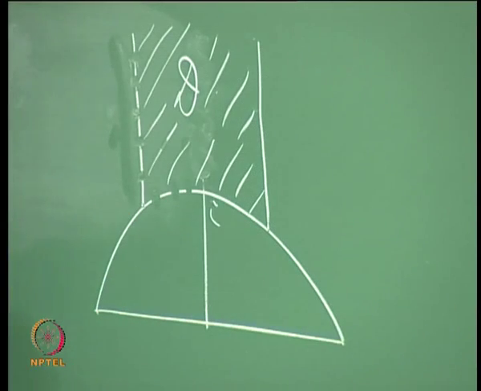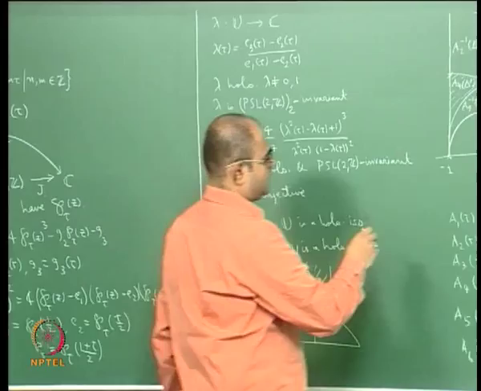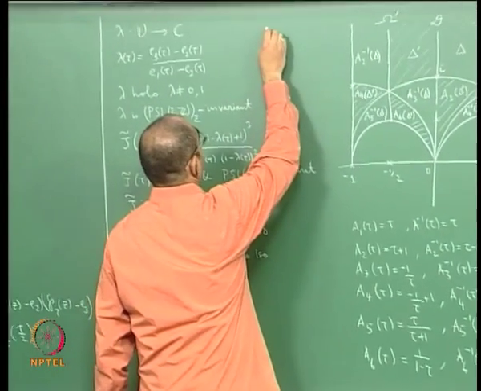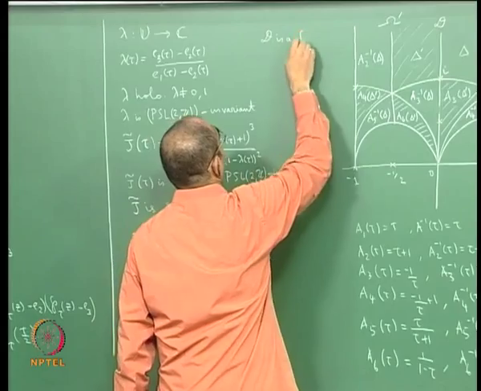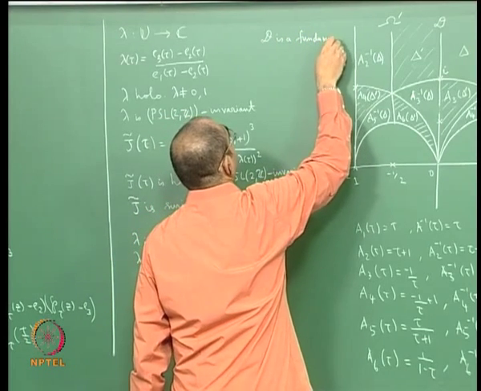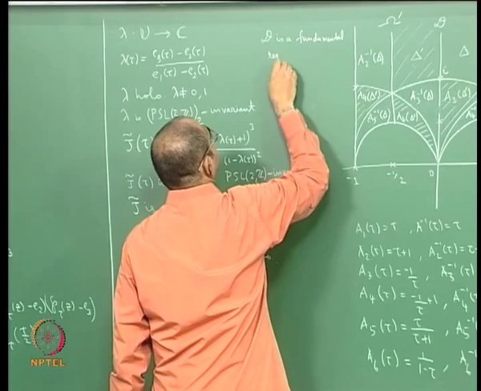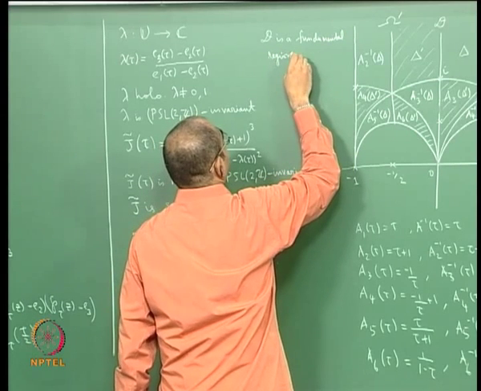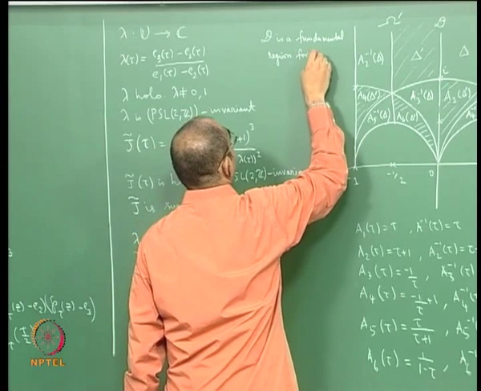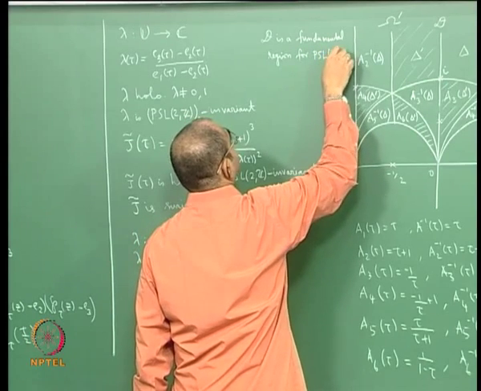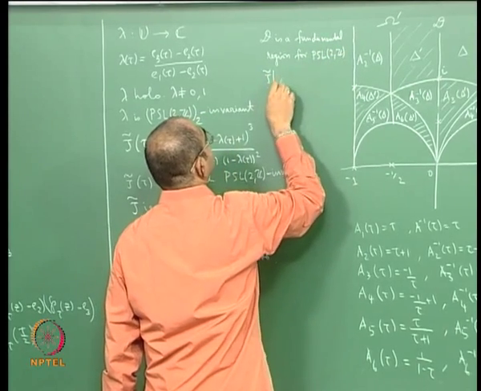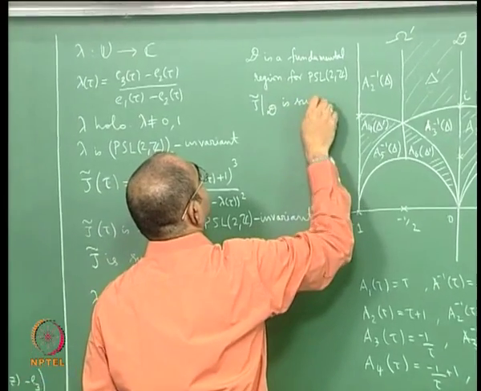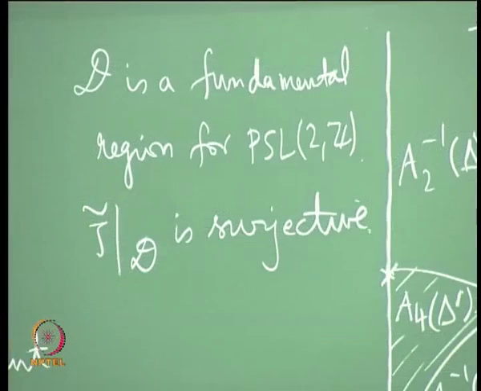Okay, so let me write that also somewhere here. Script D is a fundamental region or set for PSL2Z, and J tilde restricted to script D is surjective. Okay, so therefore the only thing that is left to be proved is that J tilde restricted to this script D is injective. Okay, which is what we have to prove.